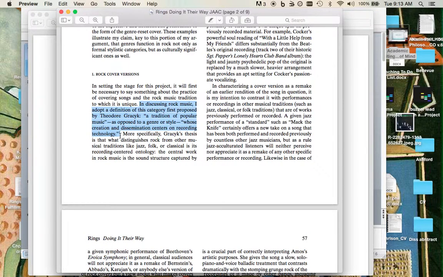His name's Theodore Gracyk, and he wrote the first big book-length treatment of rock from a philosophical point of view back in the 90s. And so right in the beginning you see here, I acknowledge him and his theory, and I even start off by agreeing with him. So I say, in discussing rock music, I adopt a definition of this category, first proposed by Theodore Gracyk, quote, a tradition of popular music, as opposed to a genre or style, whose creation and dissemination centers on recording technology.